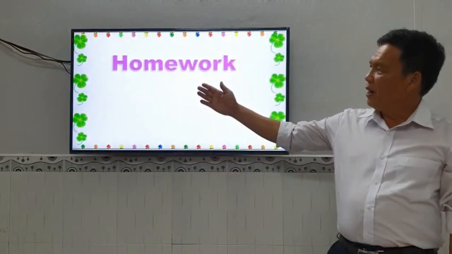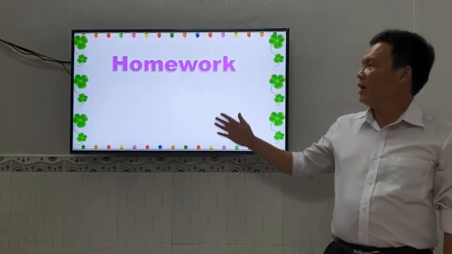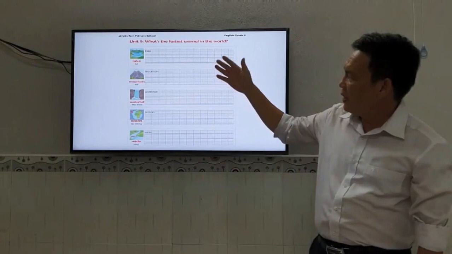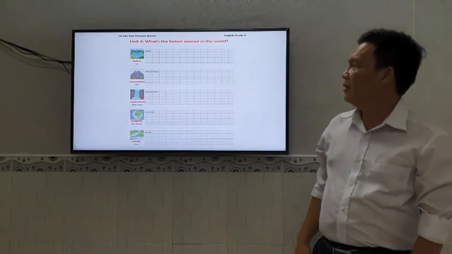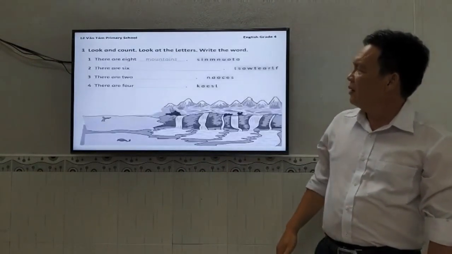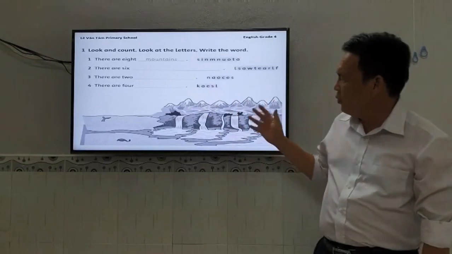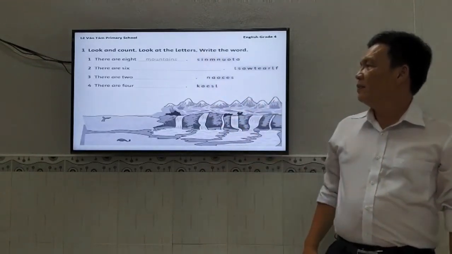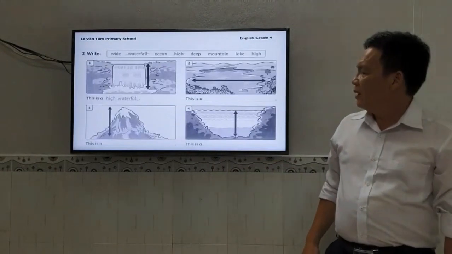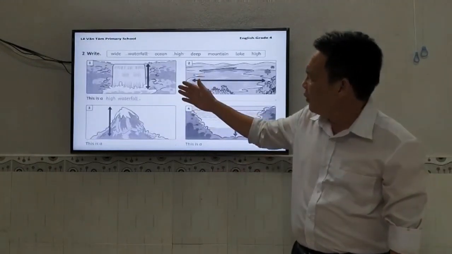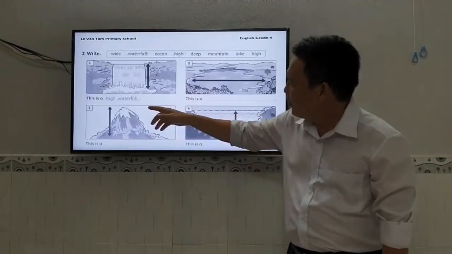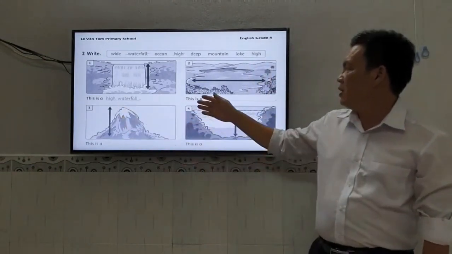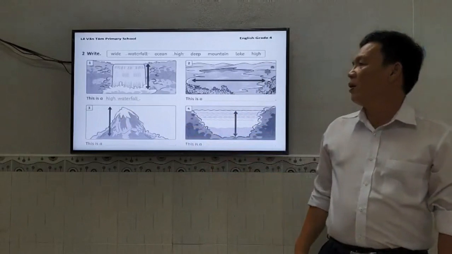Okay, remember to finish your homework at home, okay? First, practice writing the words. Then look at the picture carefully and reorder the words. And now, complete the words. For example, number one, it is a high waterfall. Okay, consider number two, three, and four.